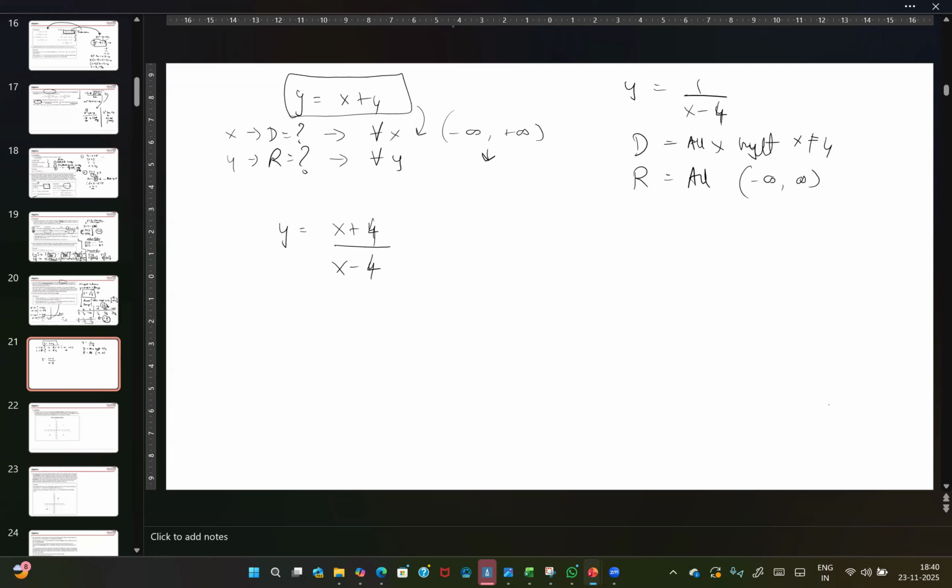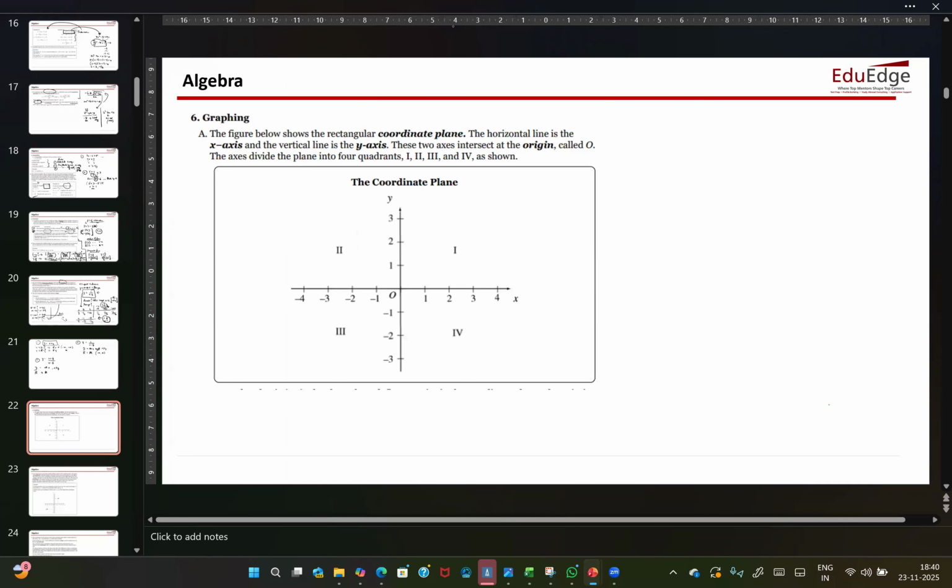What about this? y equals x plus 4 upon x minus 4. Same thing, no? All x but not equal to 4. So domain is all x, but it's not equal to 4. And range, same answer, no? Range could be minus infinity to plus infinity. Okay, all right. This is good enough for now. Graphing we've already completed, I've told you.